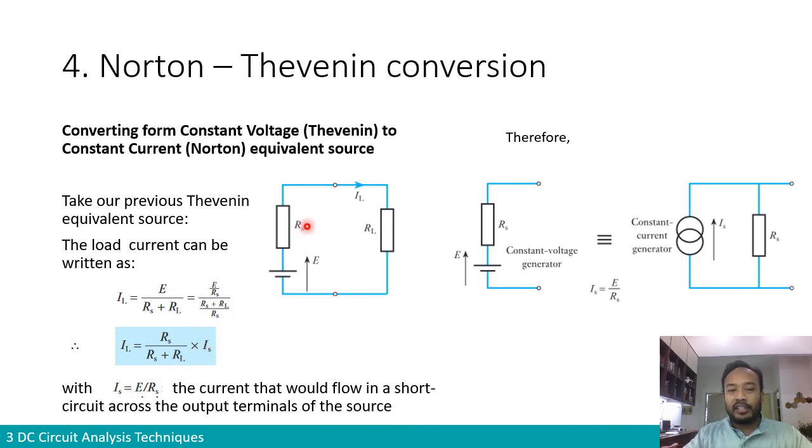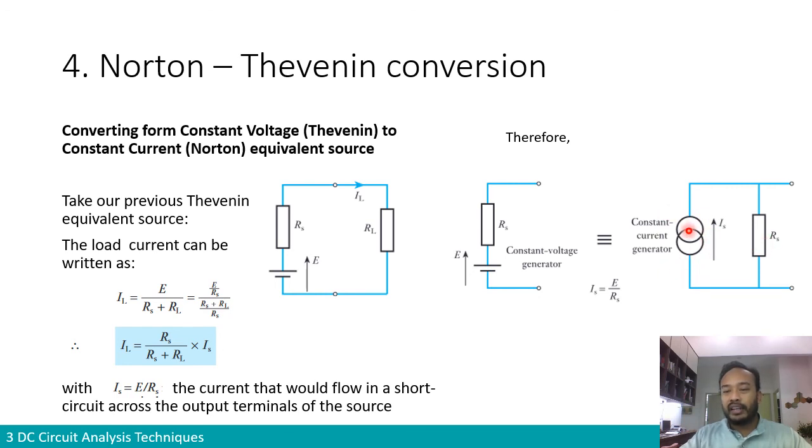So this IS, the short circuit current of the voltage generator, is actually the current of our equivalent current generator. So if you want to convert from your Thevenin source into a Norton source, you just find the equivalent current generator IS, which is the short circuit current in your Thevenin source. So IS is E over RS, therefore you get your constant current generator IS.